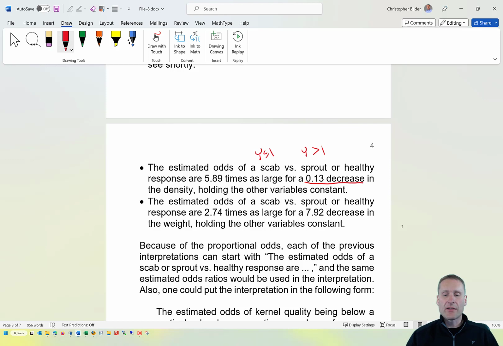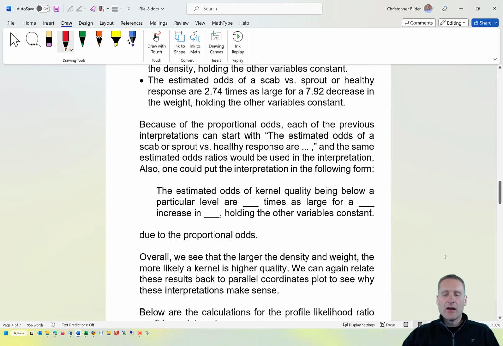other variables constant. Now, what I could also do is take this scab and replace it with scab and sprout, and replace the sprout or healthy with only healthy. So this would be y less than or equal to 2. This would be y greater than 2, and I get exactly the same interpretation. So because of that, I could instead phrase my interpretation like this.